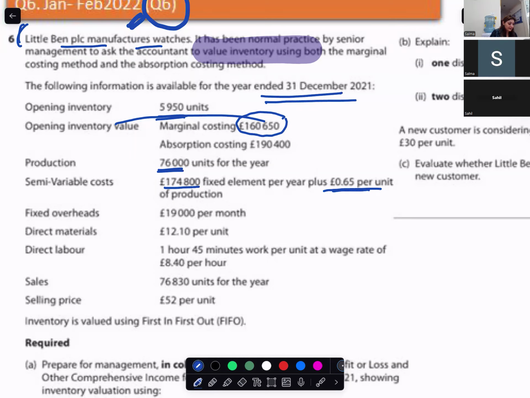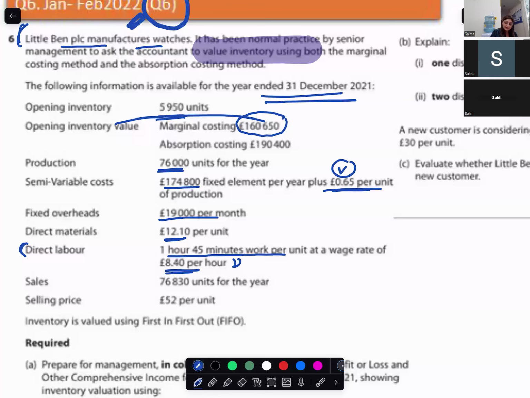It means in the semi-variable cost, the variable part is how much? 65 cents per unit. 0.65. And the fixed element is something different. Okay, fine. Fixed overheads is 19,000 per month. You have the direct material cost, that is 12.10. You have direct labor costs. To make one unit, it will take you 1 hour 45 minutes at a wage rate of 8.40 per hour.